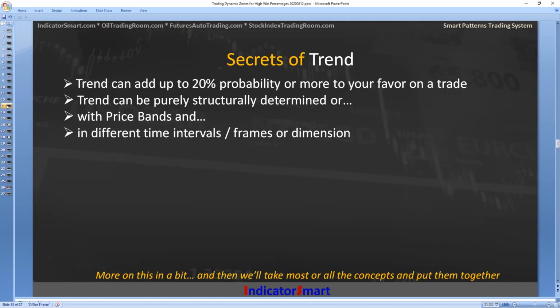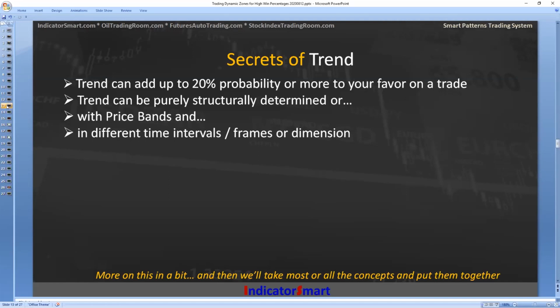Secrets of trend, because we're going to take order flow and trend and make a little system out of it in a few minutes. Trend can add up to 20% probability or more to your favor on a trade. Probably more, I'm just being conservative. Trade with a trend. And particularly, trade with the trend but inside structure.